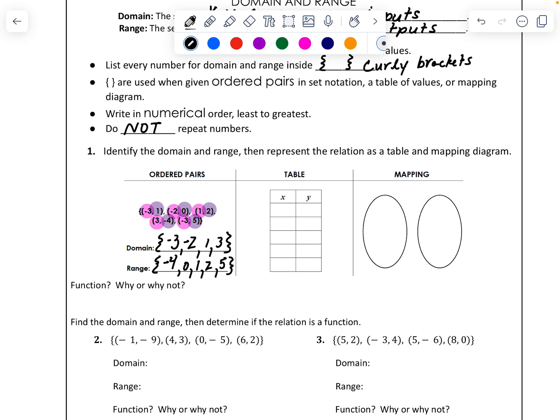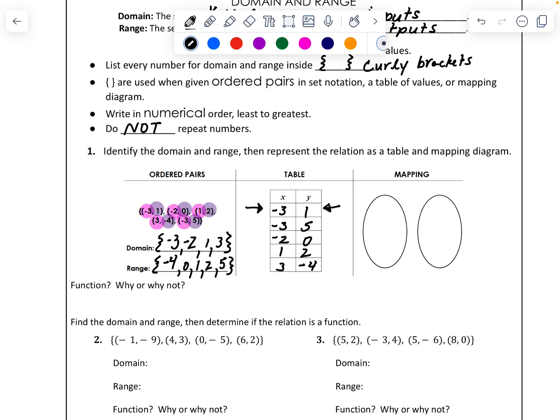Okay? Now, in the table, you will list your x value of -3 twice. Now, don't just list your range in the same order. You have to put what's associated with that particular ordered pair. So I have 1, 5, 0, 2, -4. Because I have to have the right input with the right output.